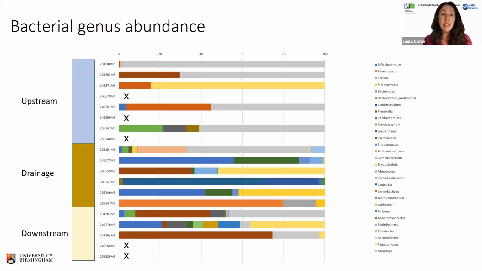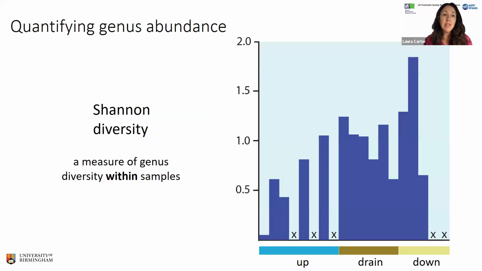I've presented a chart of bacterial genus abundance. And just for those of you who are not familiar with this, the colours indicate bacterial genera, and the sizes of the colours represent the percentage of the sample made up of the sequencing reads of that genus. So far more colours are present in the drainage and the downstream sites in comparison to the upstream. This shows that there are more diverse bacterial populations, with more different bacterial genera, in the drainage and downstream sites.